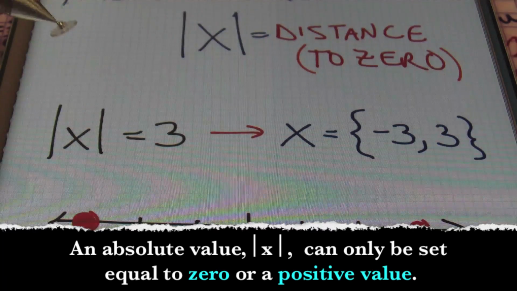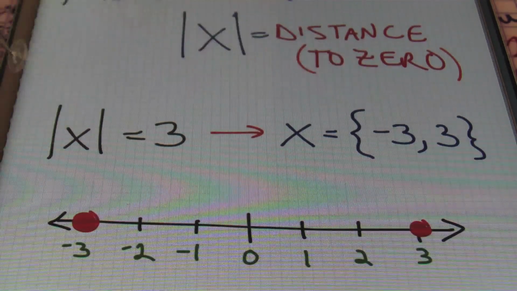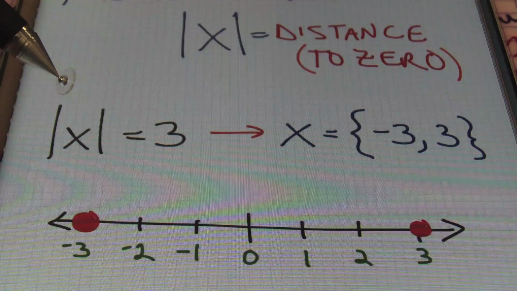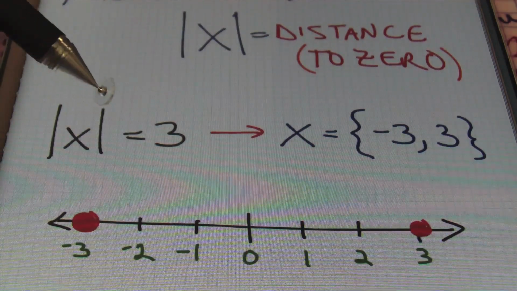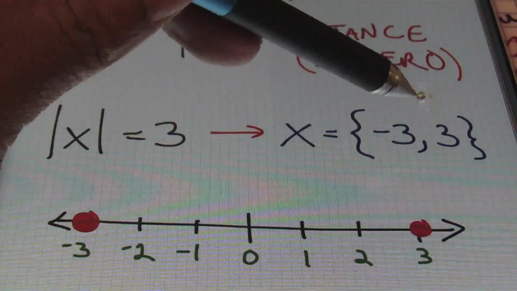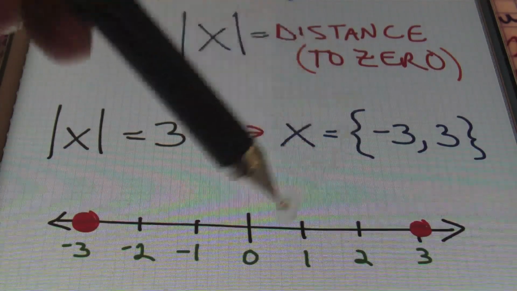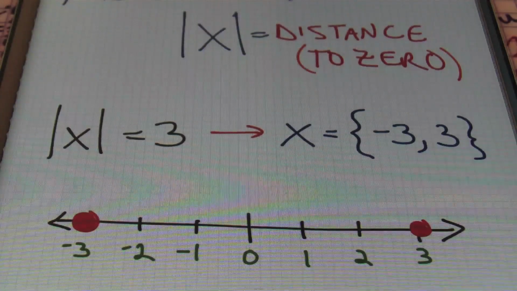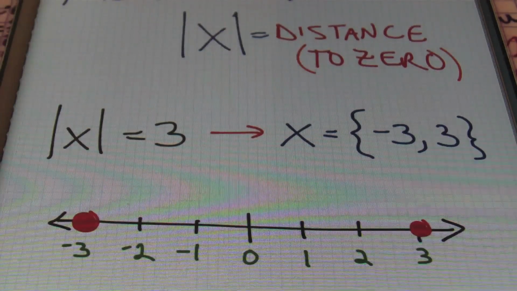Keep in mind, ladies and gentlemen, that the end result of any absolute value will equal either 0 or a positive number. So for instance, if I were to plug -3 back into the original equation here, the absolute value of -3 is +3 because it's 3 places away from 0. As well as if I were to take the absolute value of +3, that is 1, 2, 3 places away from 0. So that's why you would end up with two solutions for this example right here.